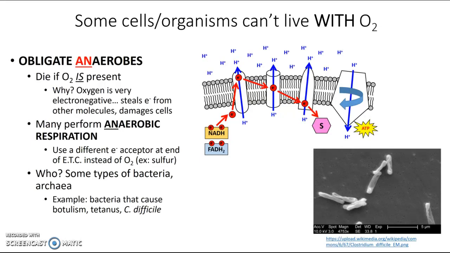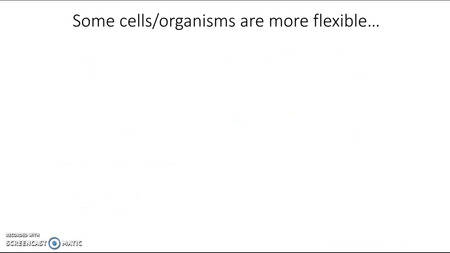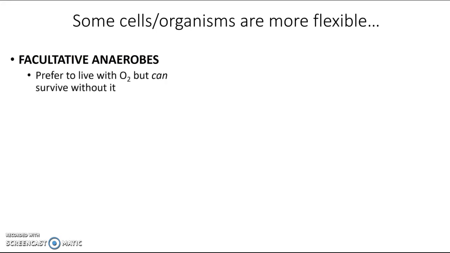So now we've seen organisms that have to have oxygen, organisms that have to not be in the presence of oxygen, but there are still other organisms that are a little more flexible about the whole thing, and they are known as facultative anaerobes. These are cells and organisms that prefer to live with oxygen, but they can also survive without it. They can make ATP whether they have oxygen or not. Some examples of these would be yeast and also muscle cells.